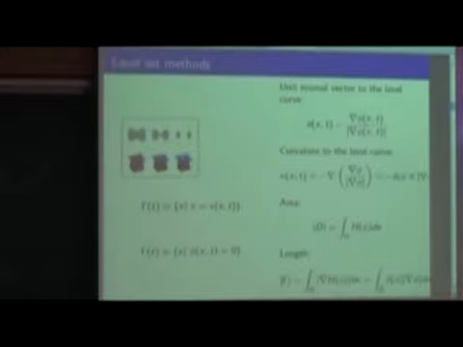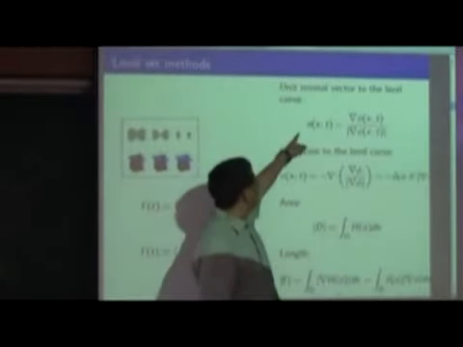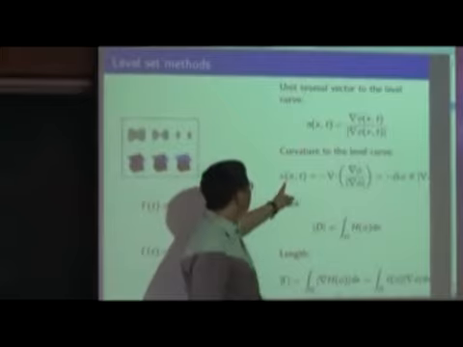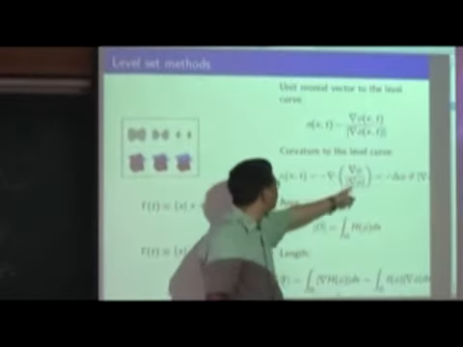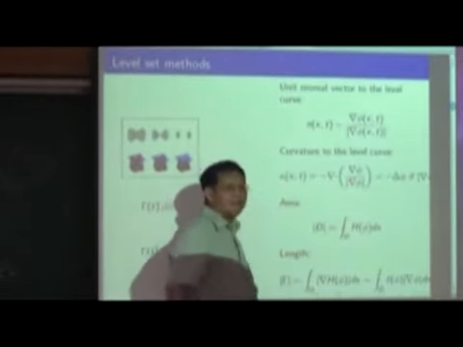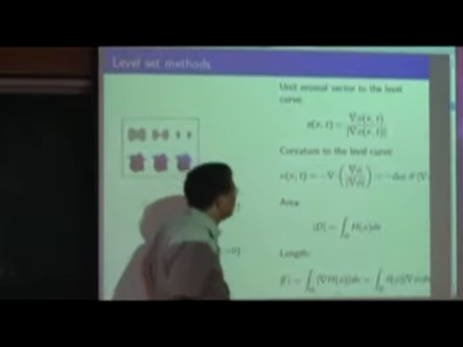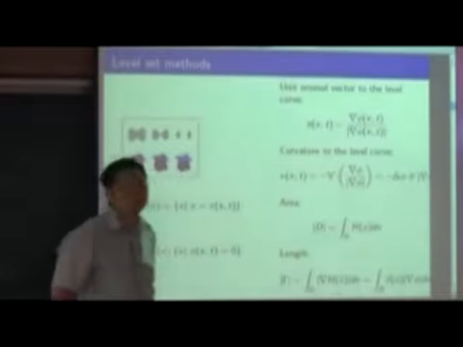Also, you see that if the level set is given, this will be the unit normal vector to the level curve, including the zero level curve, and this will be the curvature. If the curvature is for the zero level, then if phi is given, you can easily compute the curvature. If phi is a distance function, this reduces to the Laplacian of phi. Why?